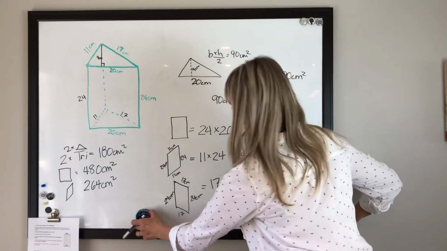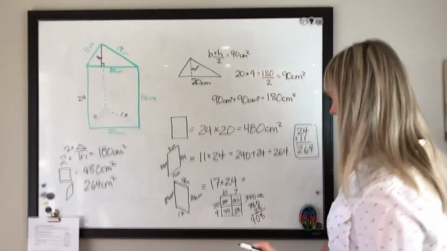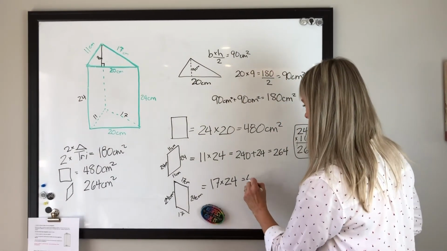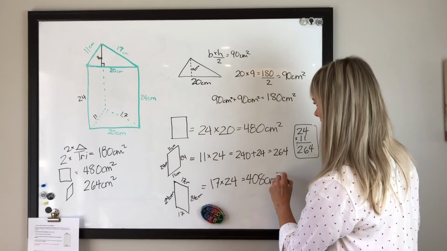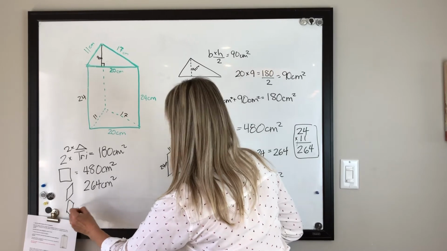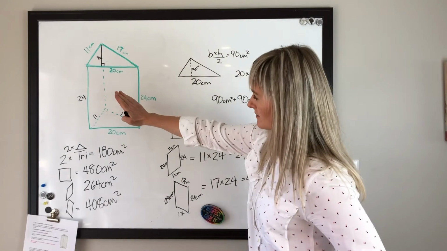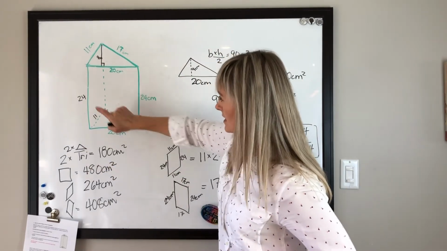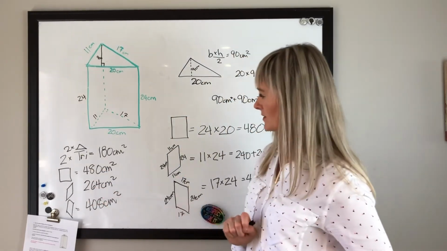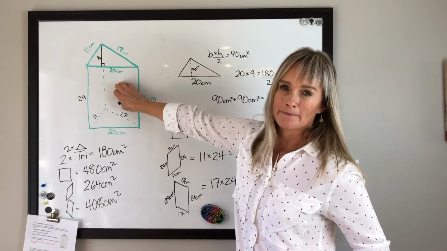However you want to do it, I know a lot of you will use a calculator, but again, it's good for your brain to do it that way. All right, but no matter how you do it, in the end, 408 centimeters squared for this shape, this rectangle, 408 centimeters squared. So to find the surface area of this, you should have 2 triangles and 3 rectangles. We have 2 triangles, we have 3 rectangles. Add them all up, you'll get your total surface area.